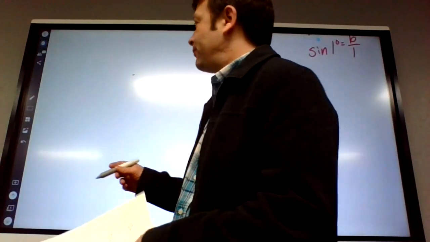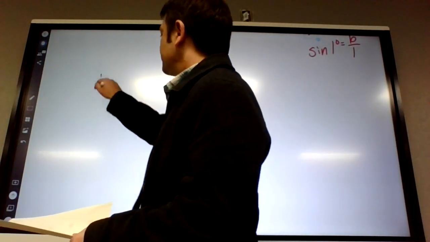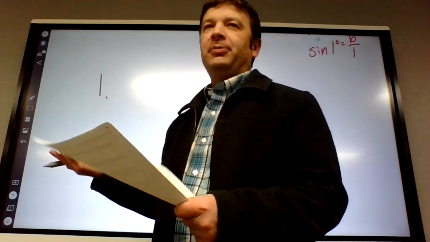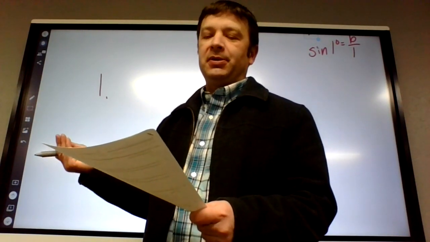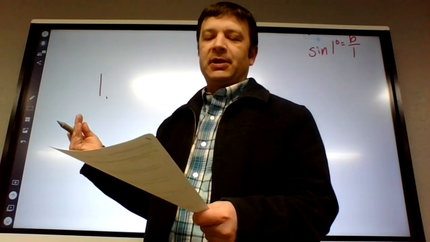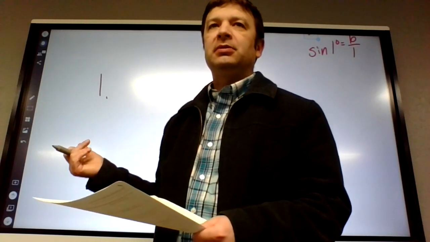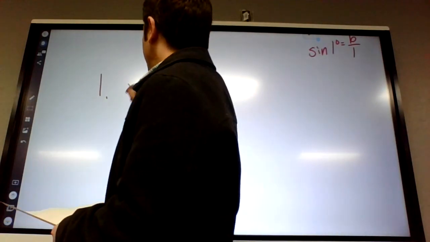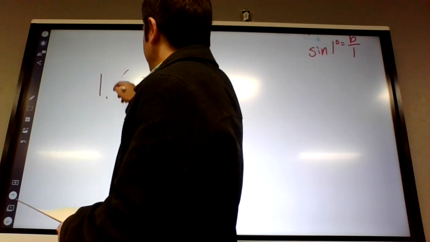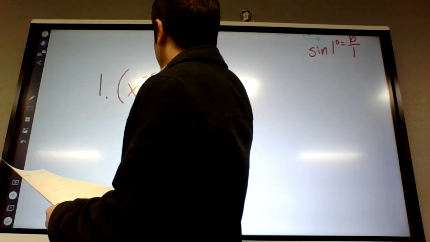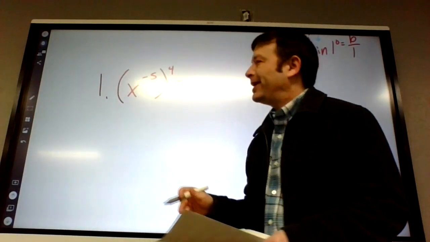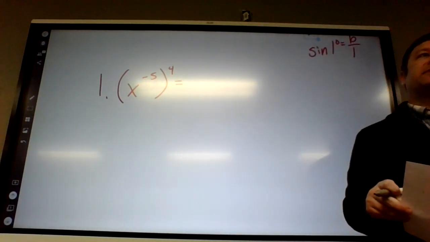Both. It'd be 4 times both of those, right? Yeah. But also they're both x's, so you could also put them together. So what's x negative 2 times x negative 3? Negative 5. So you could actually multiply first, but you could also put them together first. So what's x to the negative 5th to the 4th?